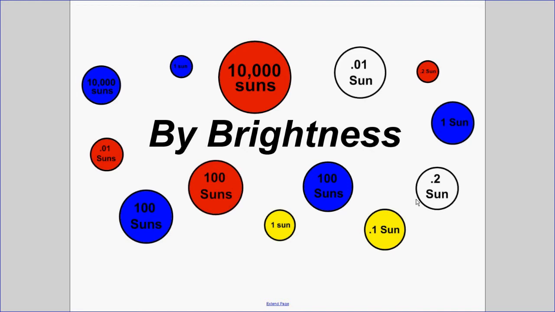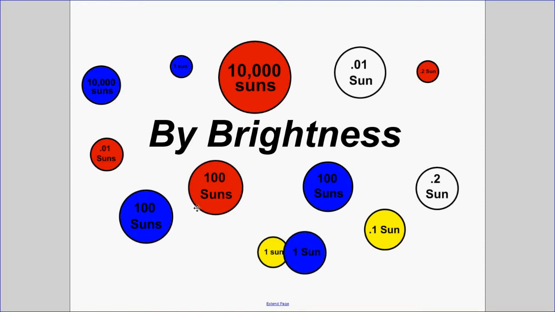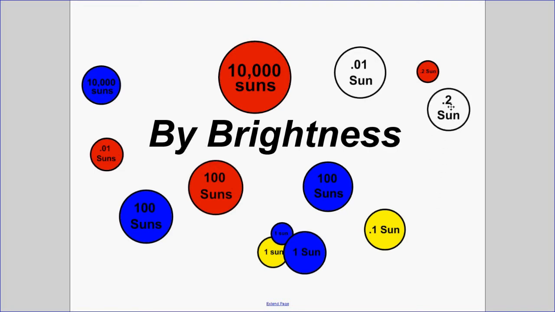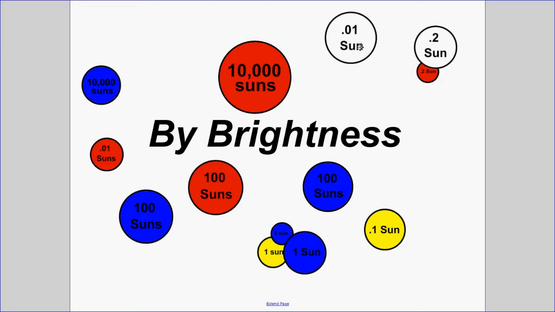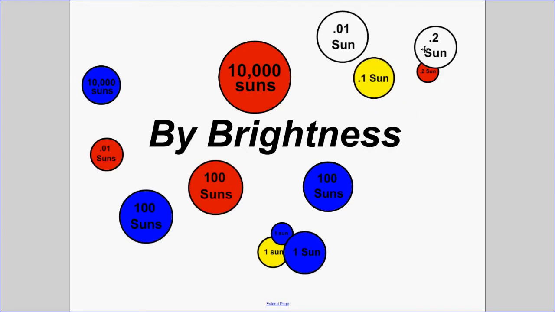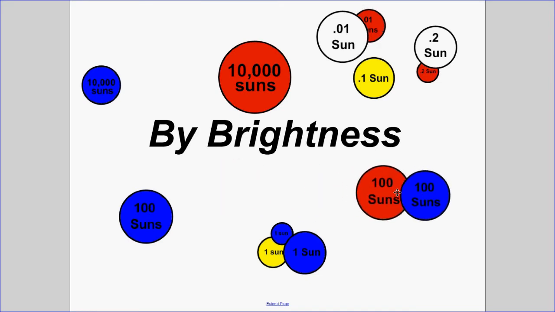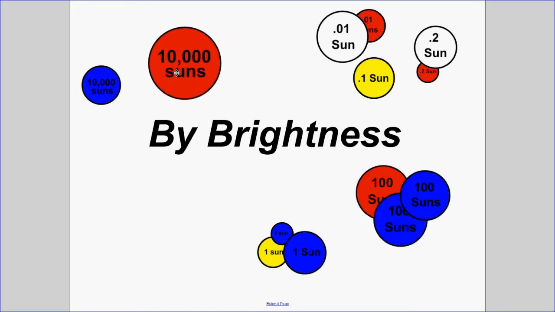Now, the scale we use is to compare stars to our sun. We say that our sun has a brightness level of 1. So any star that is the same brightness as our sun, we're going to say has a brightness level of 1. So we'll put those together. Any star that has a brightness level less than 1, 0.1, 0.2, 0.01, is much dimmer than our sun. And stars that have brightness levels greater than 1, like these, are going to be much brighter than our sun.